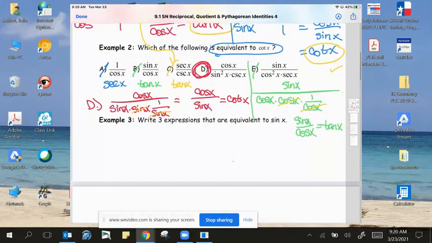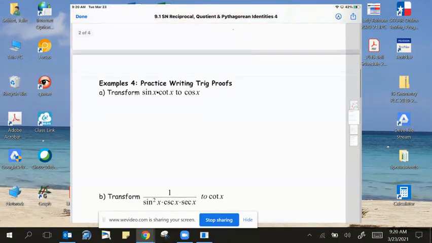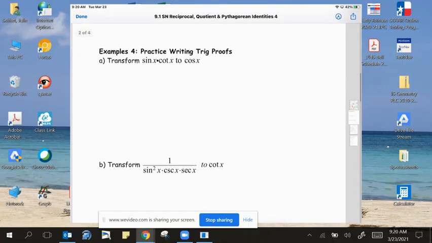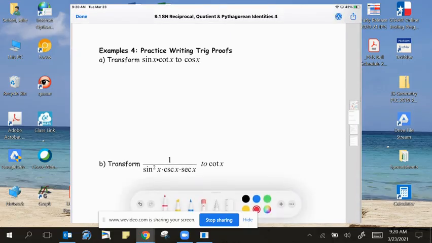All right. We're going to jump down to example 4. And we're going to transform these trig proofs. What we're doing is showing that sine x times cotangent x is equal to cosine x. We're using those trig identities to determine that.